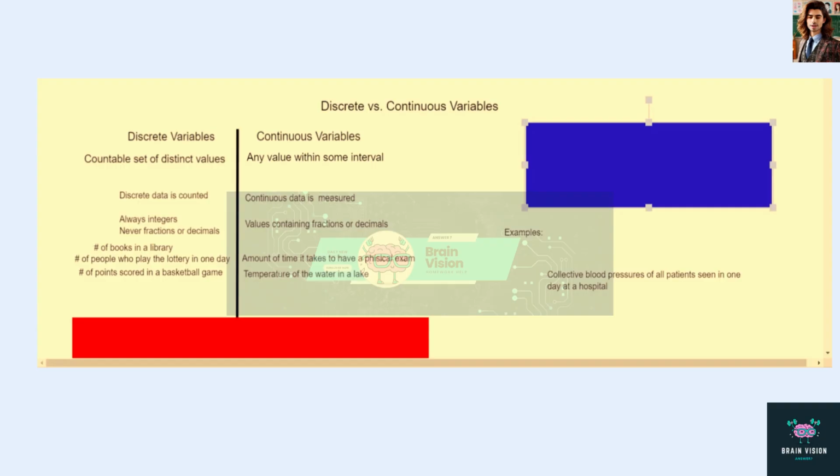If we were discussing how many patients were in the hospital, then it would be discrete. However, because we're discussing the blood pressures, and that can be determined as fractions or a decimal of however they're measuring it that day, and then added together, we can end up with a fraction or a decimal value, which makes our final example collective blood pressures of all patients seen in one day at a hospital. We know that that is a continuous variable or continuous data collection.